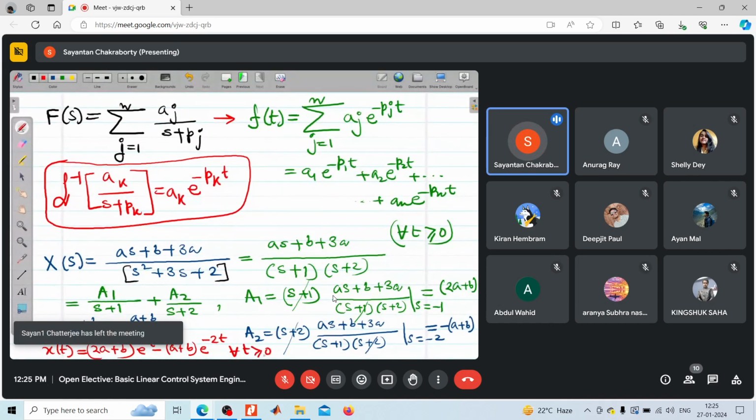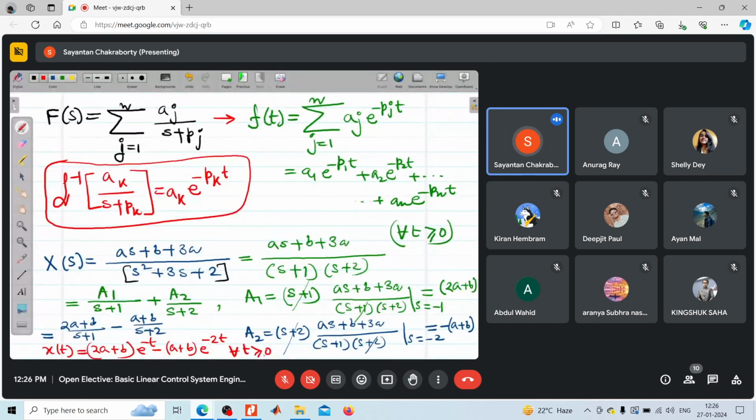So this is how you can use this simple partial fraction expansion to obtain the solution of this differential equation, which doesn't involve any pole of multiplicity, or it involves only distinct poles, s equal to minus 1 and s equal to minus 2.